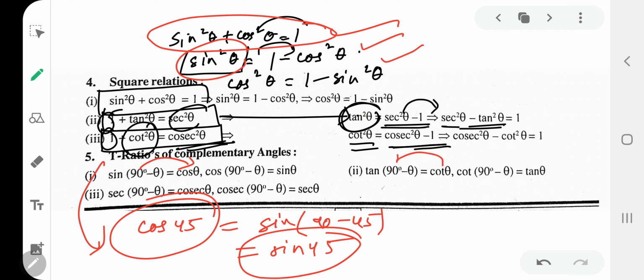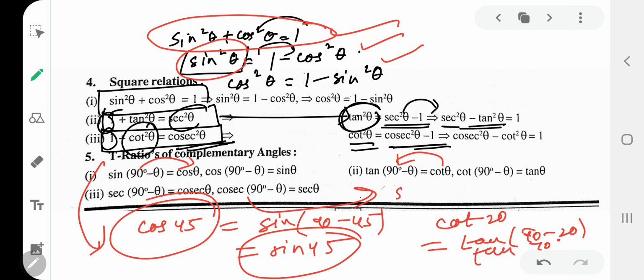Similarly, cot and tan also have a relation. If I give you cot 20, that will be equal to tan 90 minus 20, that is tan 70. Whatever value you have for tan 70, the same value you will have for cot 20. So these are the complementary angles. Then sec and cosec also have a relation. Sec theta is equal to cosec 90 minus theta. Getting my point clear?